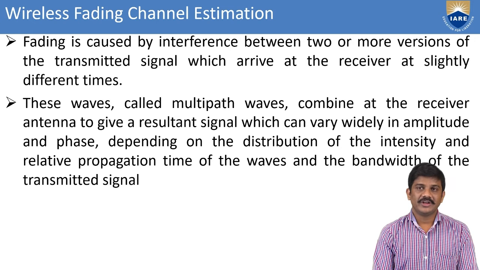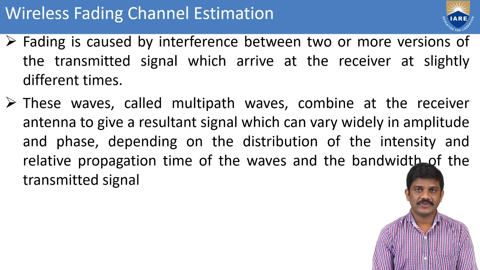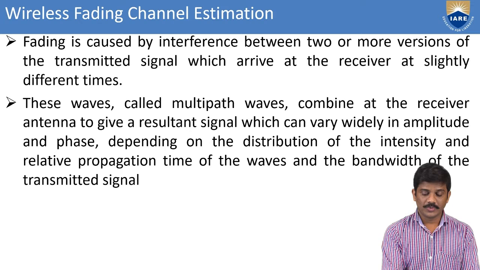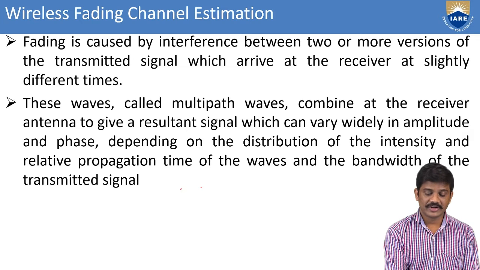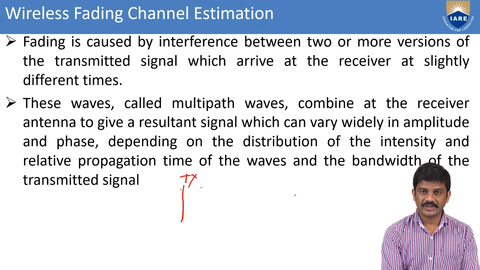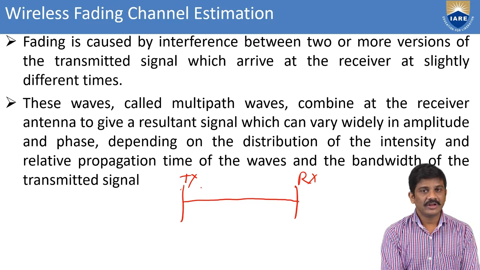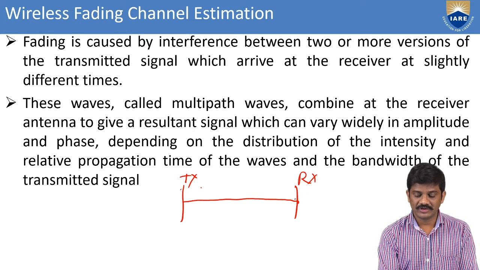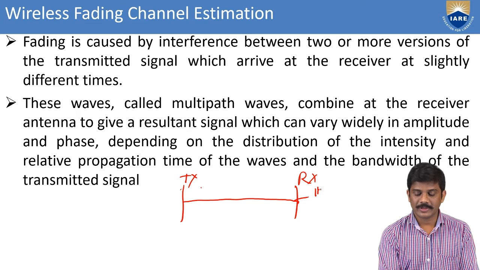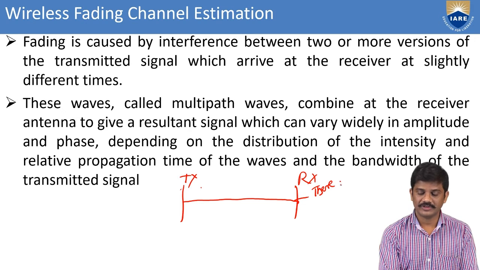Next, fading is caused by interference between two or more versions of the transmitted signal, which can arrive at the receiver at slightly different times. For example, consider this is a transmitter and this is a receiver. Whenever you take one signal from the transmitter to the receiver, there is no interference.